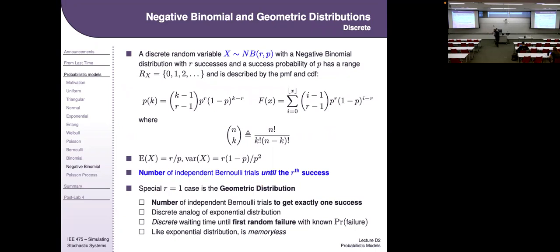I don't have a plot of that, but the special case that we often talk about is when R is equal to 1, which is the number of times I go until I get exactly one success or exactly one failure, again, depending on what I'm modeling. So whatever the special event is, how often do I have to go until I get that special event? And that's the geometric distribution. So a geometric distribution is just a special case of a negative binomial. Those are things you just have to start to memorize.